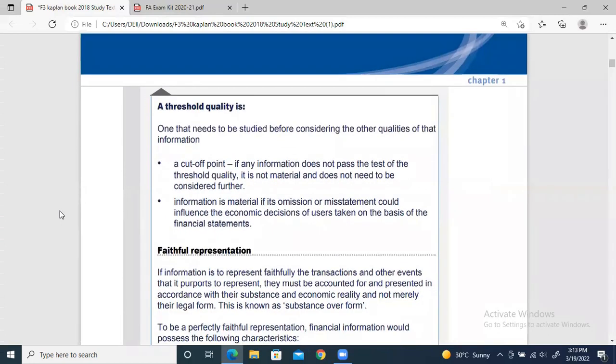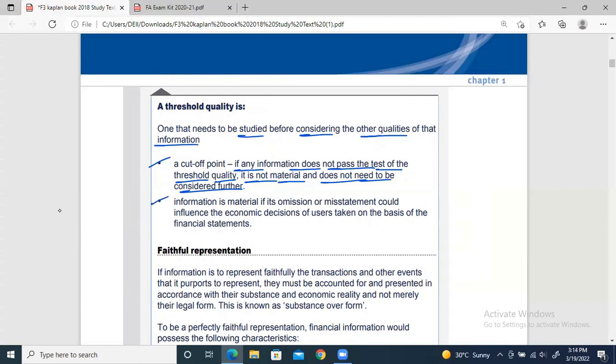Okay. Now, further, there is one more small thing. Let's look at this as well. Threshold quality, right? One that needs to be studied before considering the other qualities of the information. A cutoff point. If any information does not pass the test of the threshold quality, it is not material and does not need to be considered further. So that means it's a cutoff point. We have to cut off the information; we don't have to go any further. This basically further explains being to the point. When we have written the point, we just have to cut it off. Nothing further we have to write, because if we write anything further, the information will just become irrelevant.